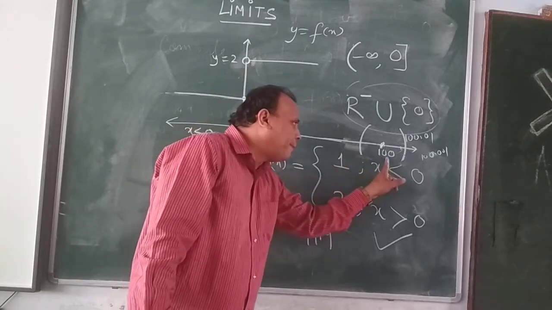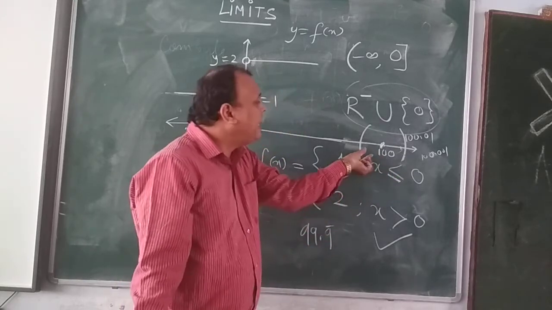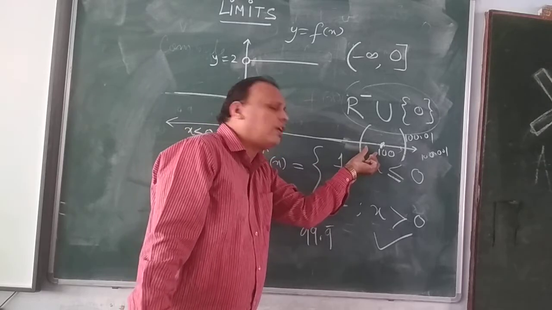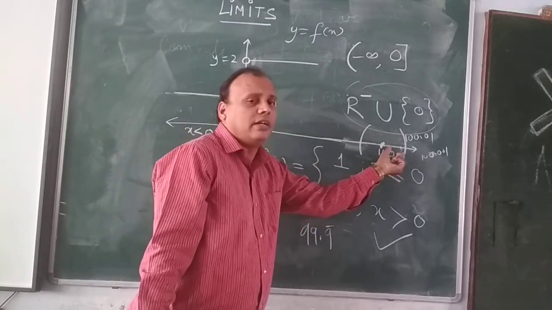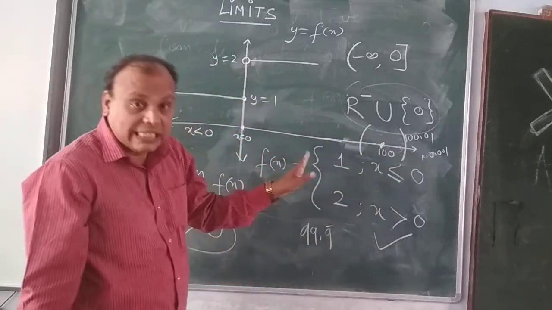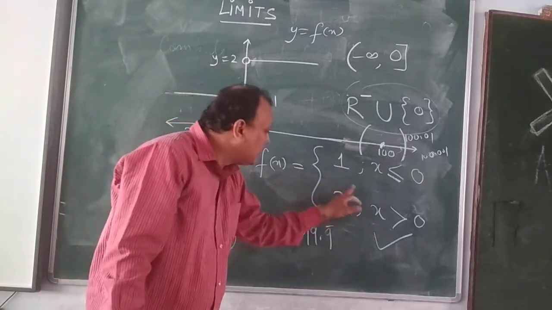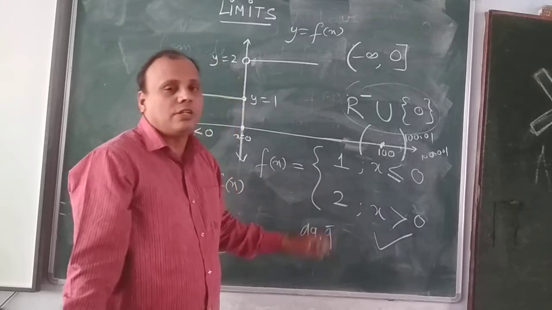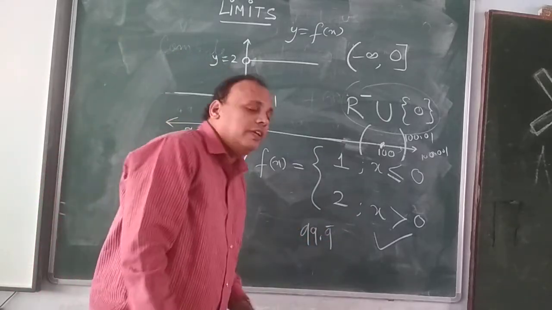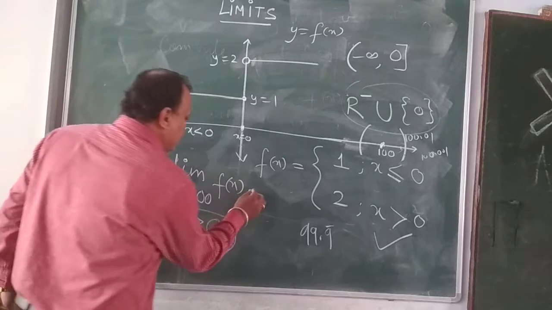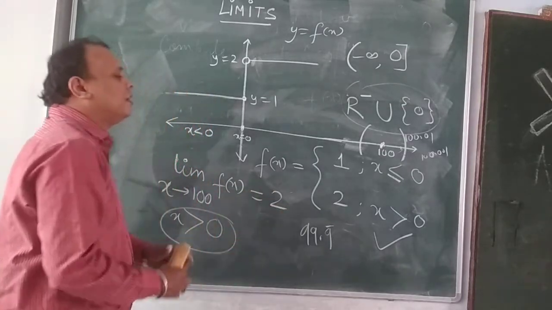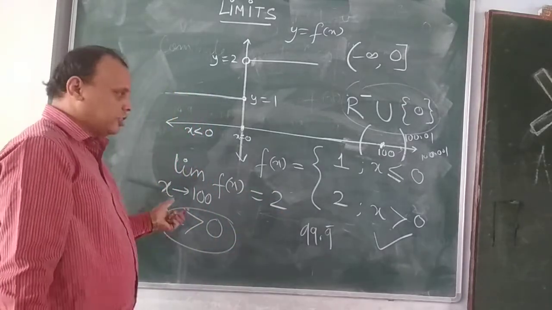Because when x is approaching towards 100, it can be any value just smaller than 100 or just larger than 100. For all those values, since x is positive, in this particular condition, we say that the value of the function becomes 2. So this is how we can compute the limit of the function.